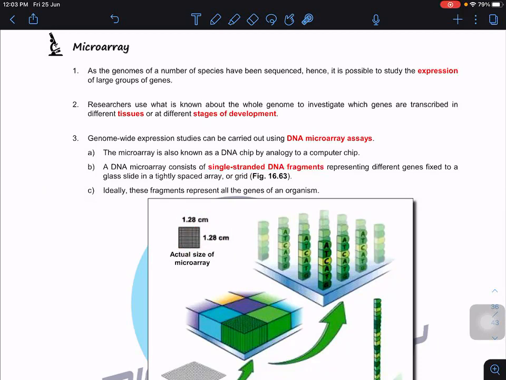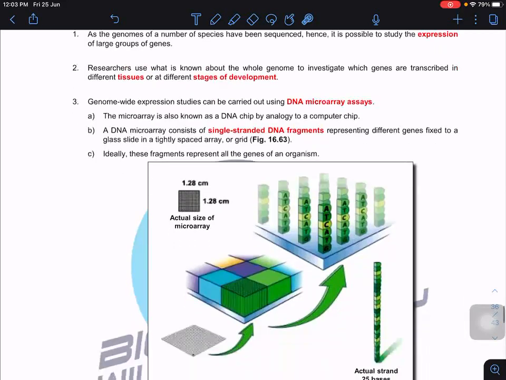High throughput screening basically means that you don't screen for one or two genes, you screen for thousands of genes at the same time. As the genomes of a number of species have been sequenced, it's now possible for us to study the expression of large groups of genes. So researchers use what we know about the whole genome to investigate which genes are transcribed in different tissues or different stages of development, let's say from embryo to fetus to offspring. Can you see that? So we can use what we call the DNA microarray assay.